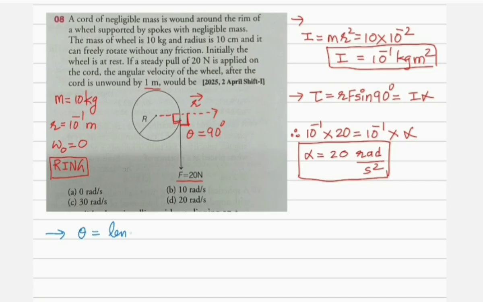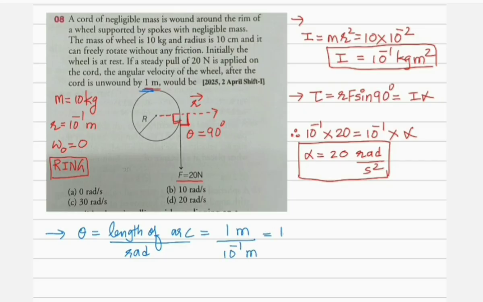Length of arc divided by radius. Yes, you all know this. So the length of arc is given to you as 1 meter. Check this, I had said we will use this in some time. 1 meter divided by the radius, which is 10 raised to minus 1 meter, right?